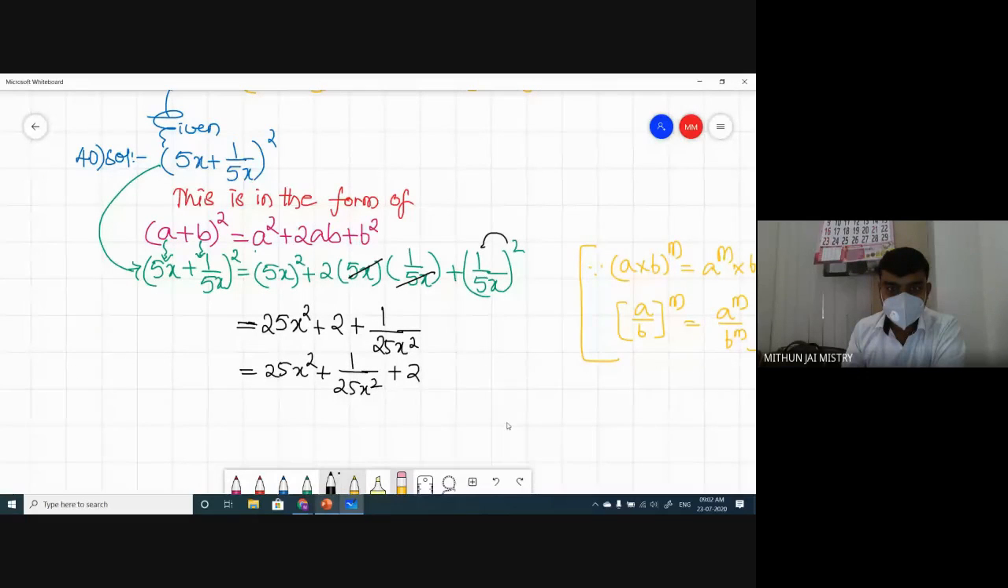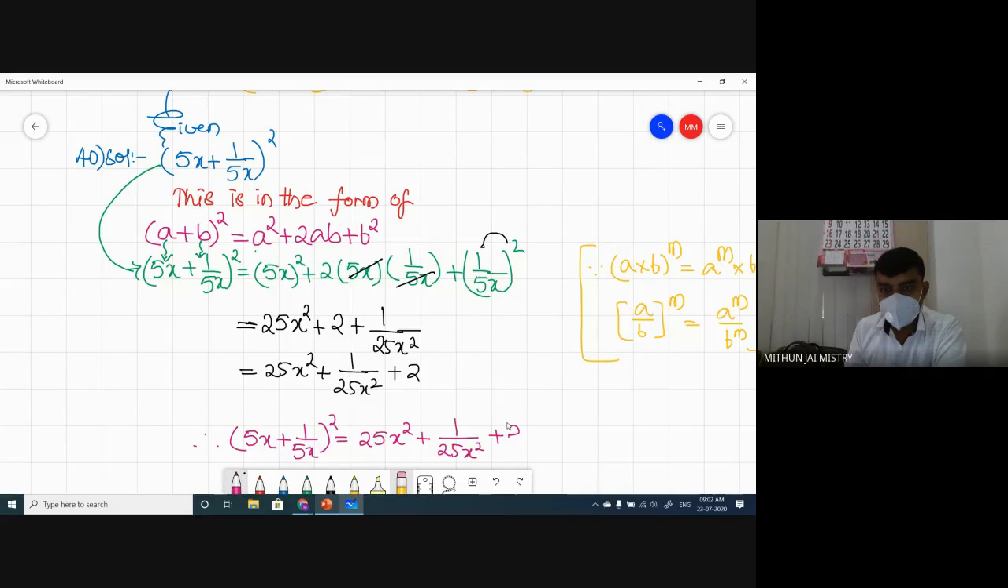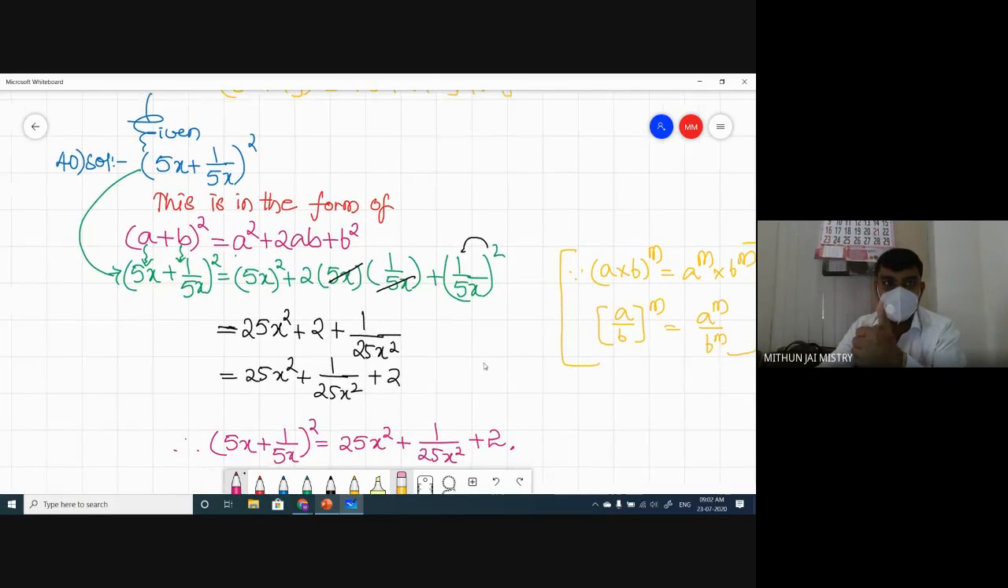Yeah. So at our conclusion time, at last here we will be writing, therefore, let me pick some color here. Which color? Yeah, this color. Therefore, we started with 5x plus 1 by 5x whole square. And when we expand, the expanded form is 25x squared plus 1 by 25x squared plus 2, right? Yeah. So this is your answer. I hope you got me. Everybody understood? Clear?